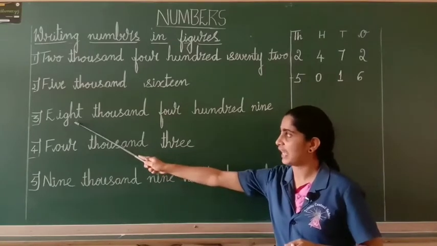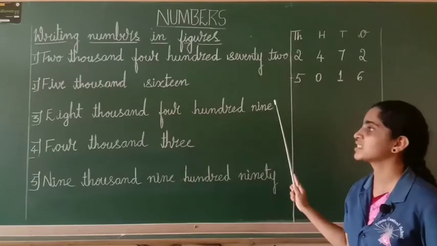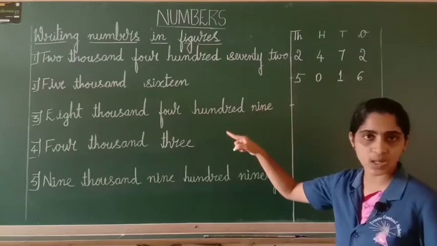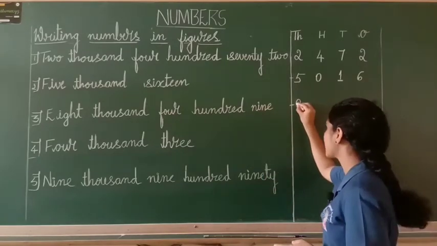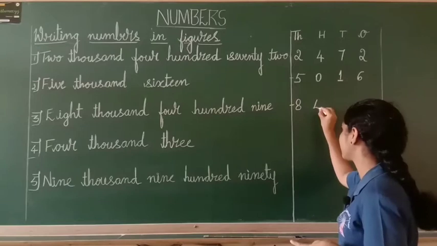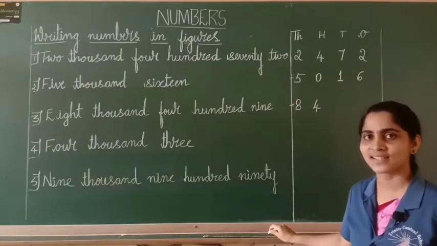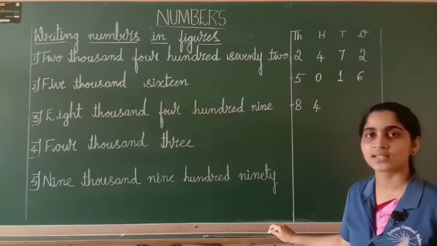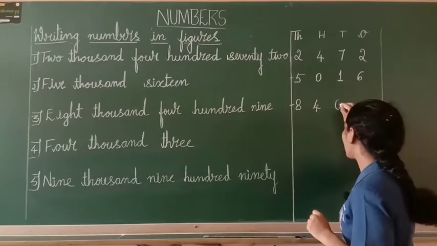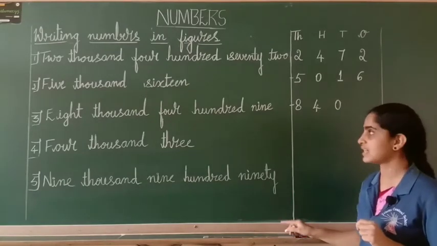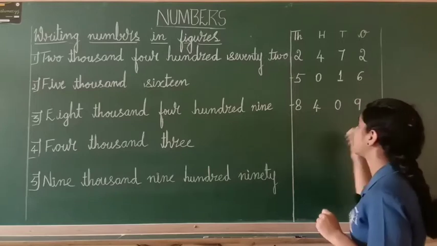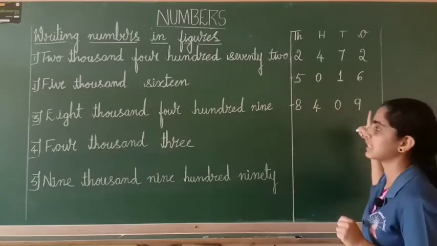The next one is 8409. So let's write in figures. First one is how many thousands? Good. 8 thousands. How many hundreds? 4 hundreds. How many tens? There is no tens. So what we have to do? Yes, very good. We must put 0 in tens place. And how many ones? 9 ones. So let's write that 9 in ones place. So it will be 8409.